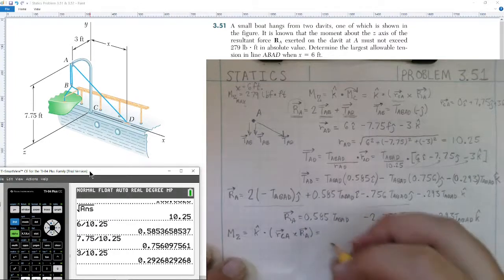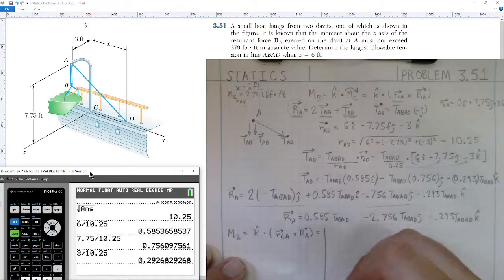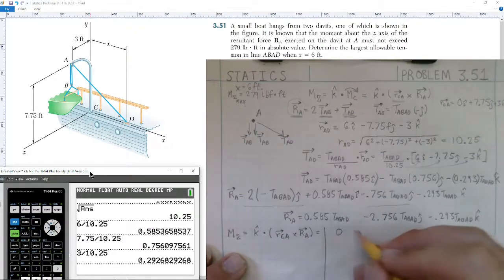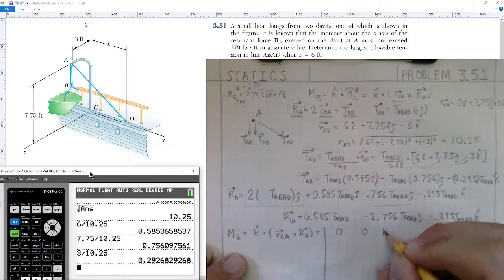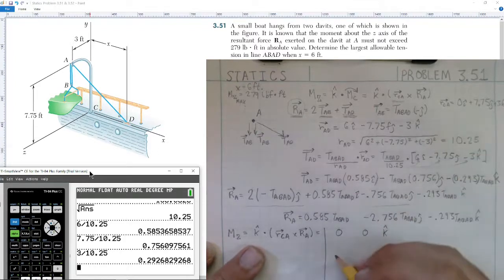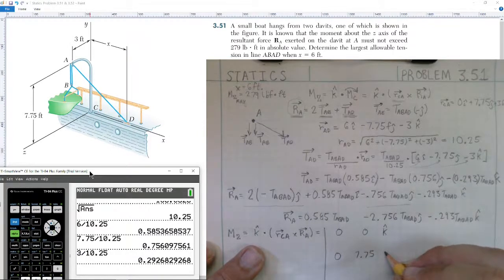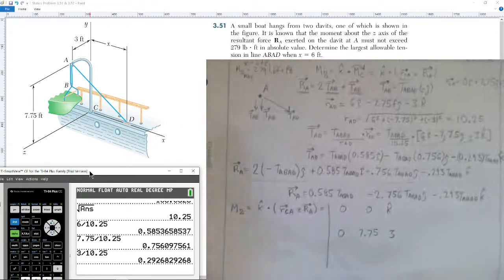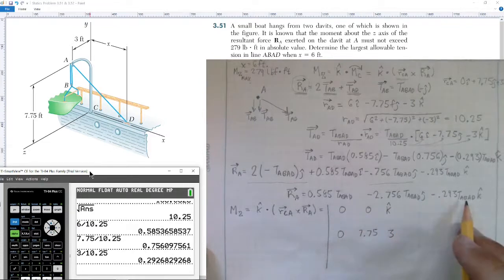What this would look like would be our typical determinant matrix, but the k hat dotted with these two cross products means we'd have 0 for the i hat, 0 for the j hat, and only a k hat component up here for our top row for our determinant. Good. Now we have our position vector RCA has 0, a 7.75 in the j hat, and a 3 in the k hat. Now our resultant vector A has all three components.